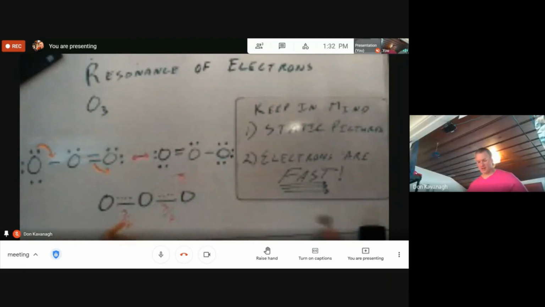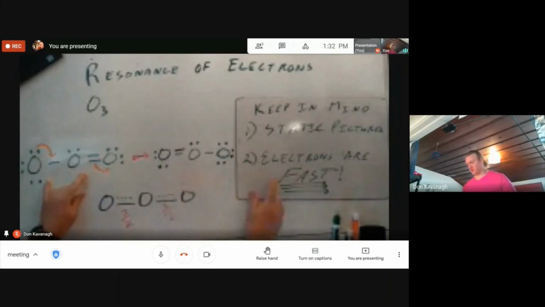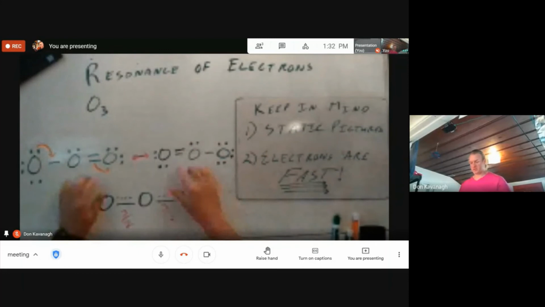Because in our data, in our instruments, we don't see a single bond length. We don't see the single bond. We don't see a double bond. We see an average of these two structures here because electrons are moving faster than we can image them. So these static pictures tell part of the story of the movement of electrons, the resonance of electrons.